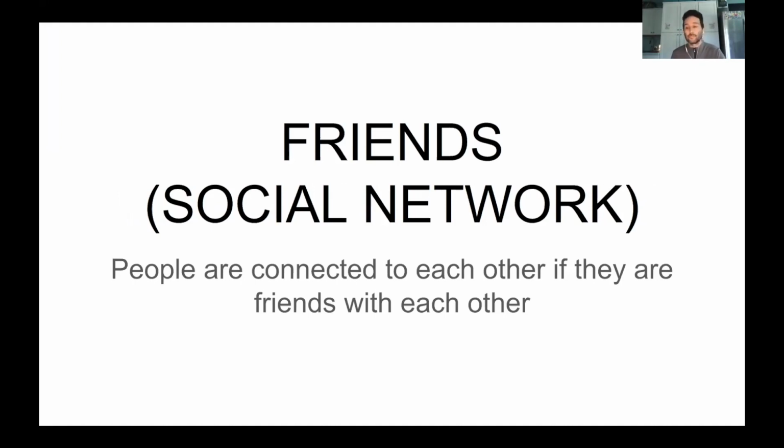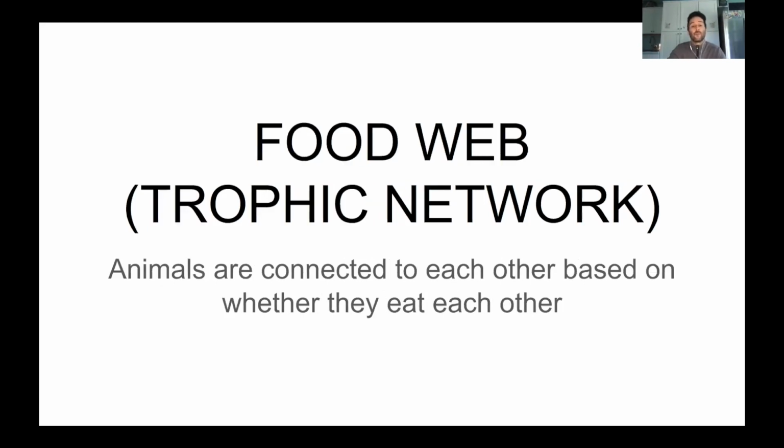And in fact, this is the reason why when you go out and go to parties with business people who are in the same business as you are, so that you can get to know them, so maybe you can develop business contacts with them, we call that networking. But there are other kinds of networks too, besides the ones that we've seen. For instance, a food web or a trophic network is a network where animals are connected to each other based on whether or not they eat each other.